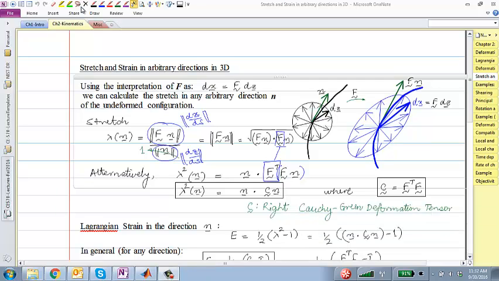Okay, so let's go ahead and get started for today. Continuing with our chapter on kinematics, where we've been talking about deformations or just describing deformations.